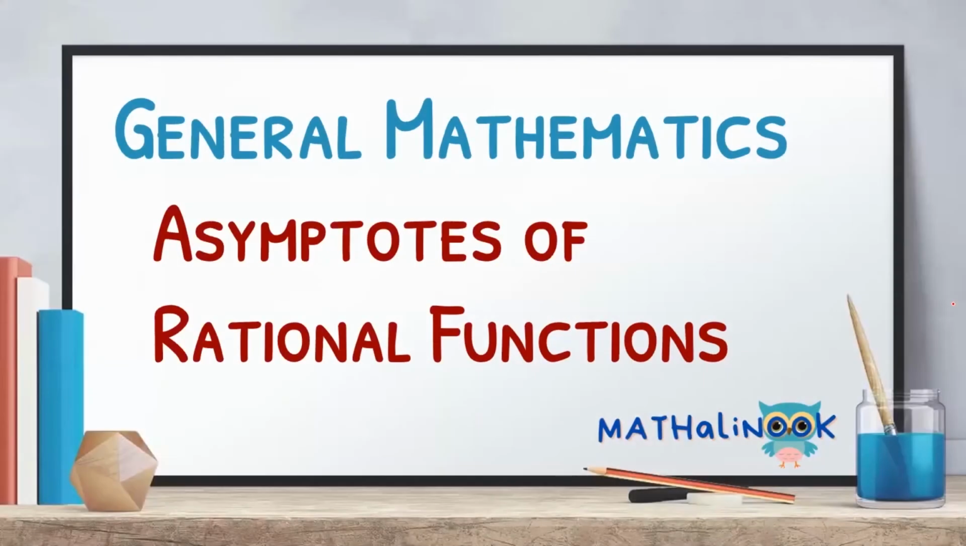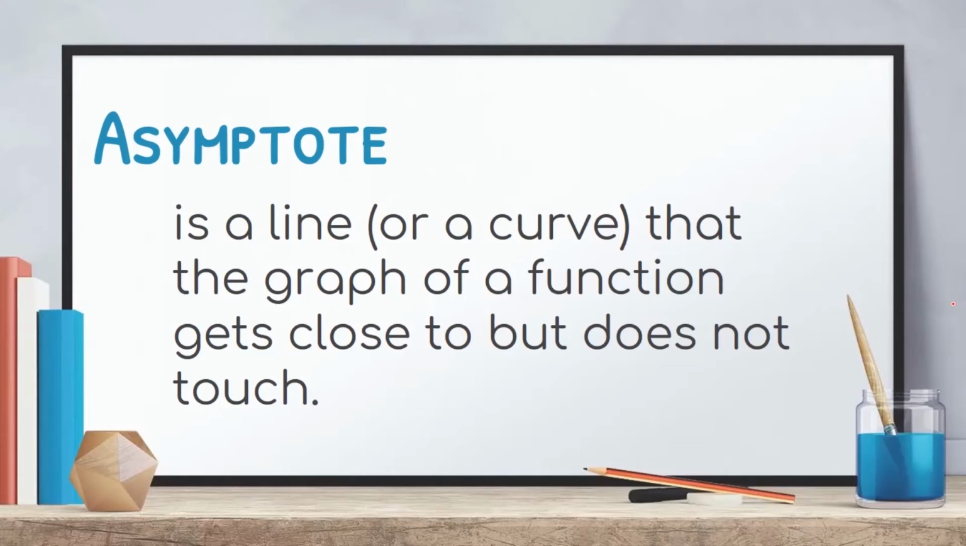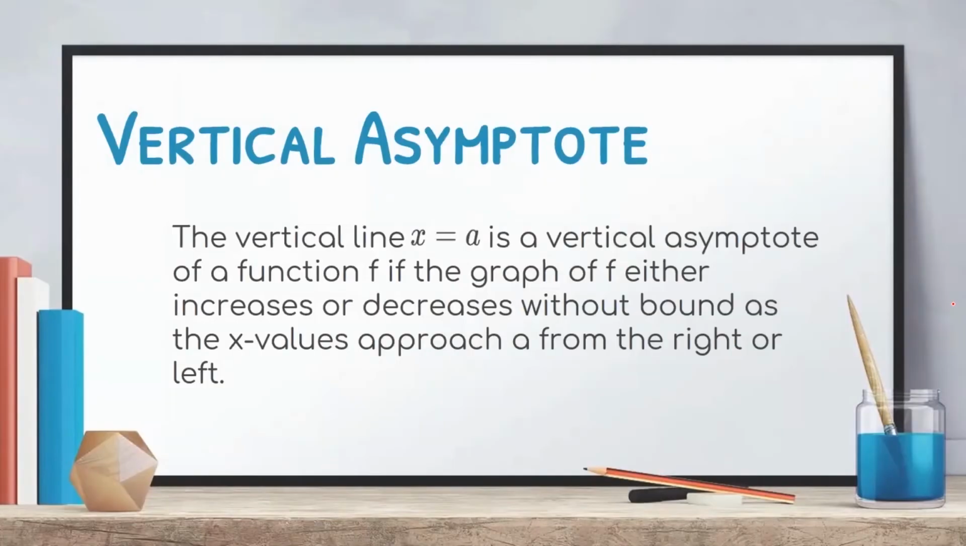Good day, everyone. In this video, we will discuss about asymptotes of rational functions. Let us define first what is an asymptote. An asymptote is a line or a curve that the graph of a function gets close to but does not touch. As for this video, we will discuss about vertical and horizontal asymptotes only.